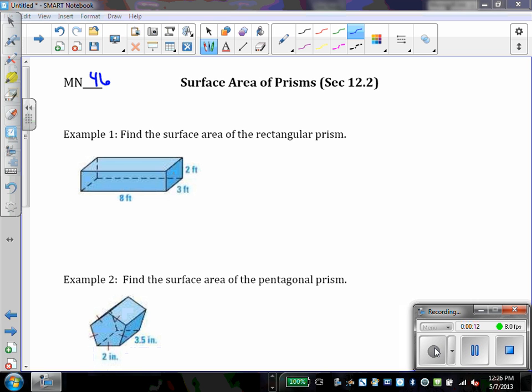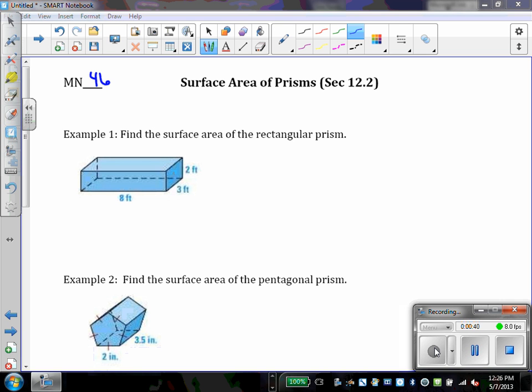Before we get into example number 1, where we're going to find the surface area of the rectangular prism, let me just make sure you're understanding what the word prism means. It is a 3D shape where you have two congruent faces called bases that are parallel to each other. Now, the rectangular prism, which is essentially where you have a base of a rectangle, is here in example number 1.